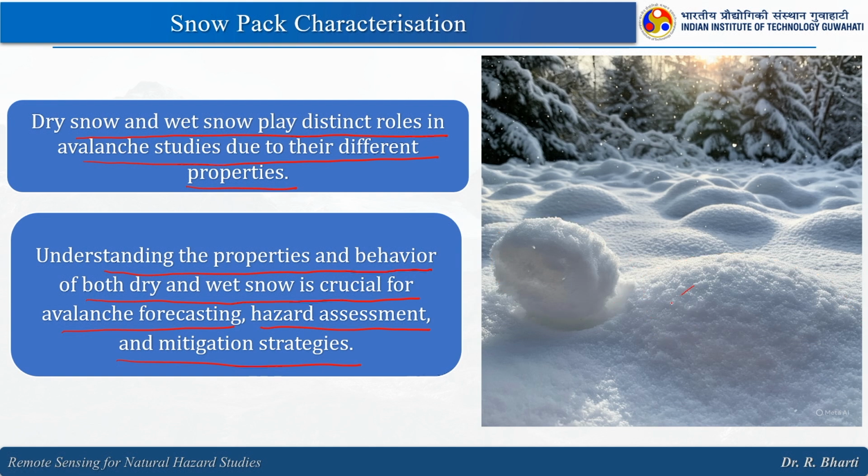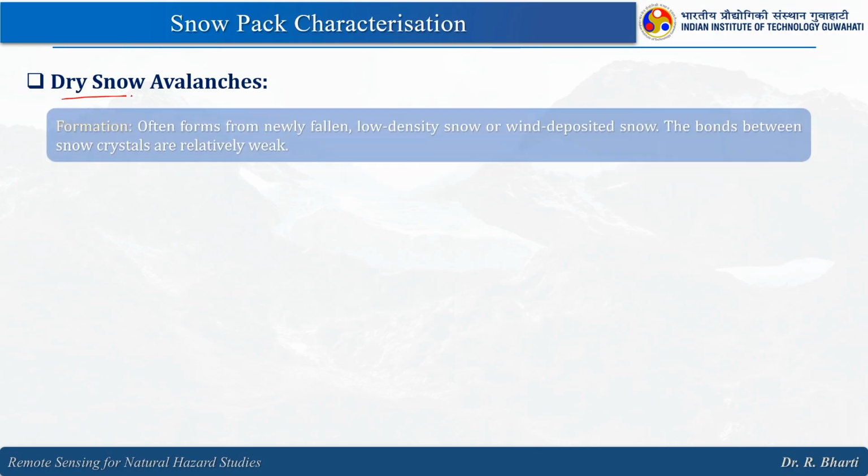So, if there is dry snow here and there is a change in the temperature, we have more solar radiation, then this will change to wet snow, right. And then wet snow will subsequently melt if the temperature is still rising. Dry snow avalanche.